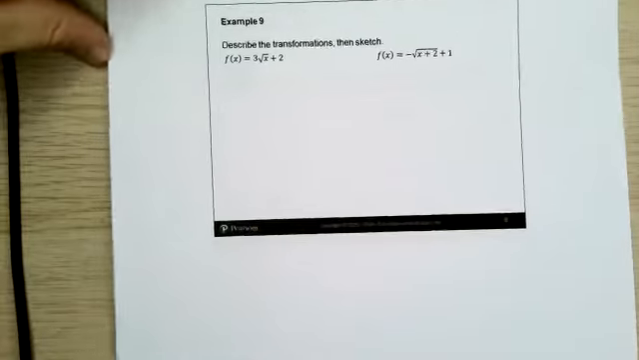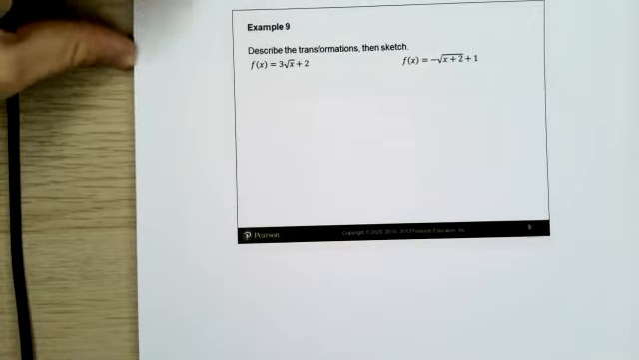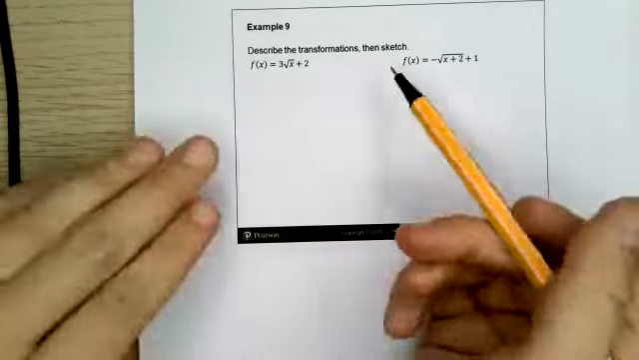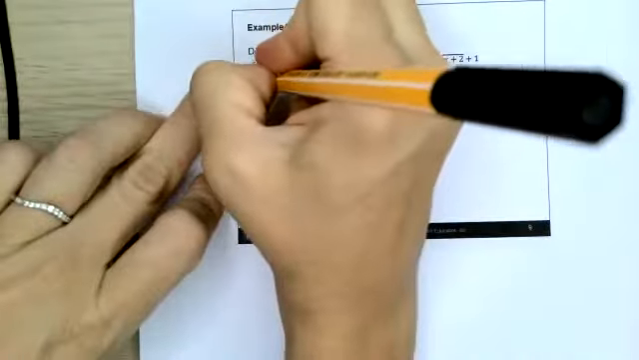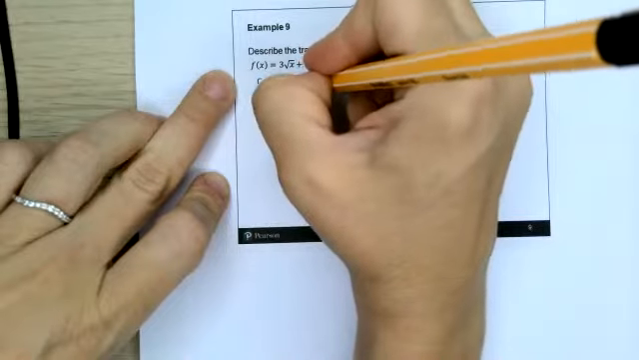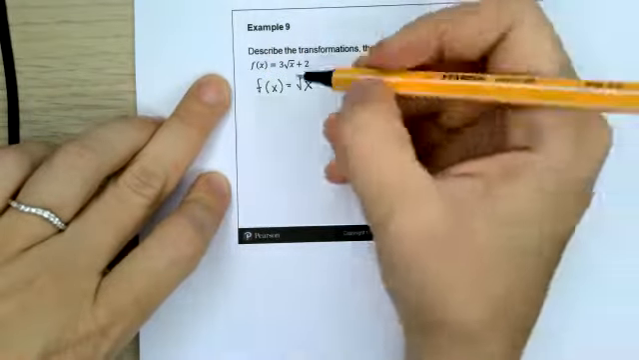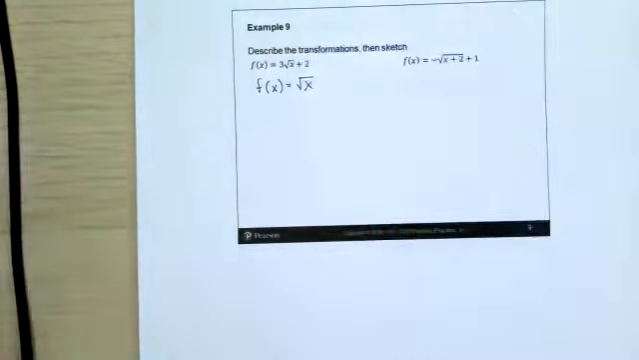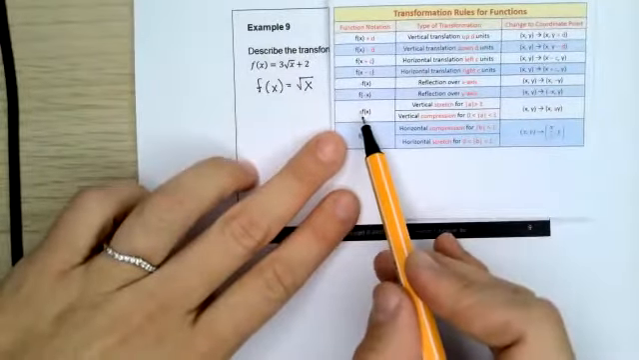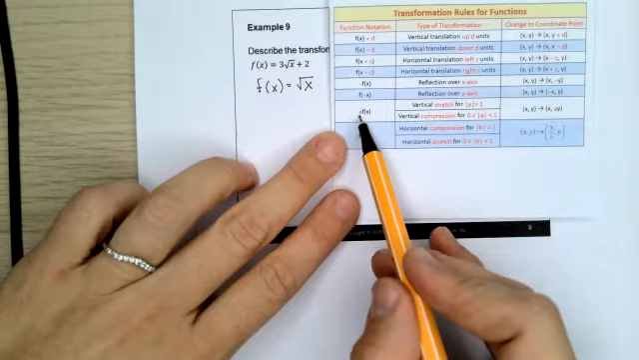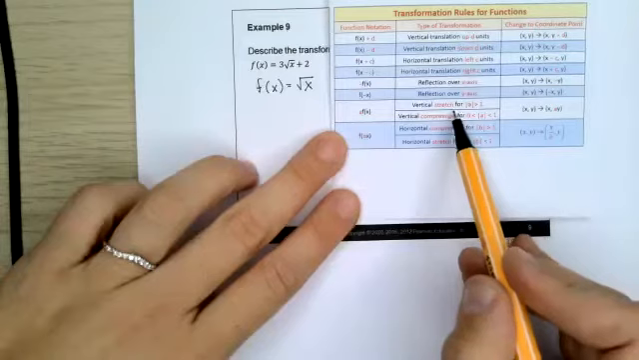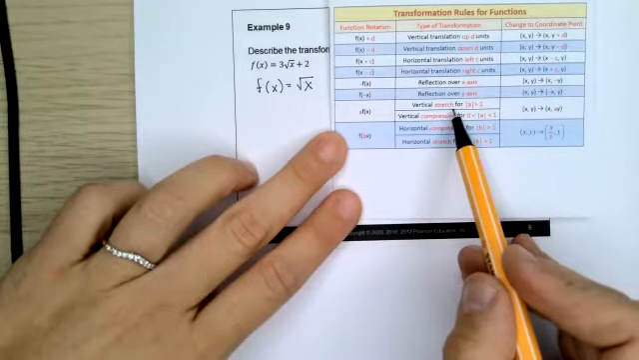All right, here it says, describe the transformations, then sketch. We might not sketch them because I won't have time to continue on. So here our parent function was f of x equals the square root of x, right? There's a 3 outside the square root symbol. That means it's vertical, right? If a is greater than 1, it's a vertical stretch, right?